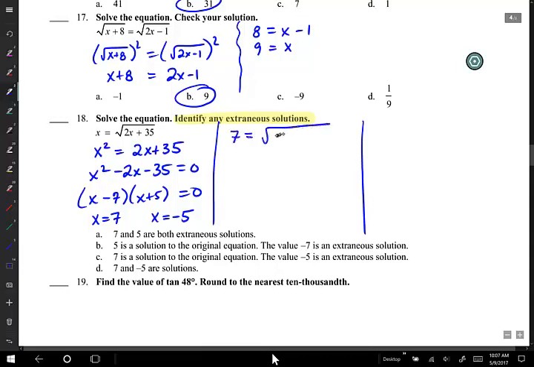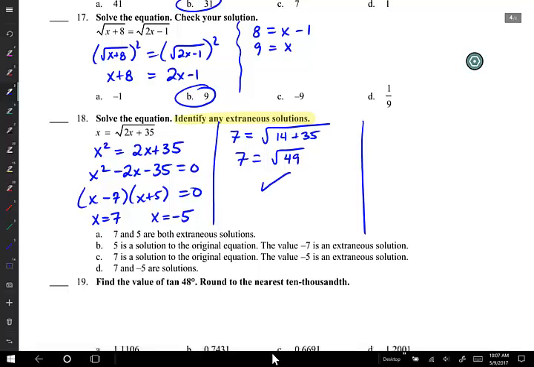7 equals the square root of 2 times 7, which is 14, plus 35. 7 equals square root of 49. Is that true? Yeah. So is that an extraneous solution? If it works, it's a solution. If it doesn't work, it's extraneous. So is this extraneous? No. All right, let's try the other one.